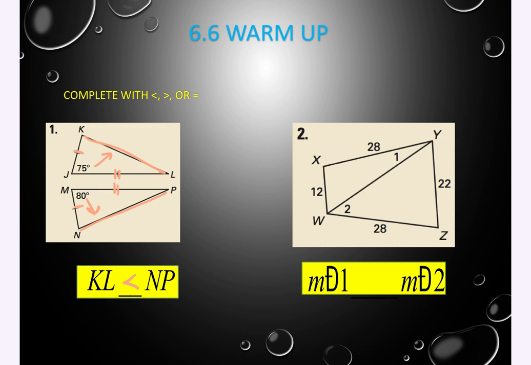In number 2, you've got the 28s on the outside, the reflexive side shared between them, and then the third side, this one's 12, this one's 22. So the measure of angle 1, which is opposite the 12, would be smaller than the measure of angle 2, which is opposite the 22.